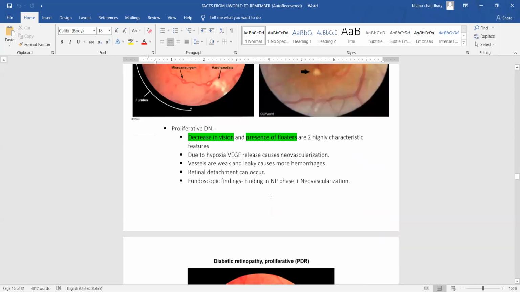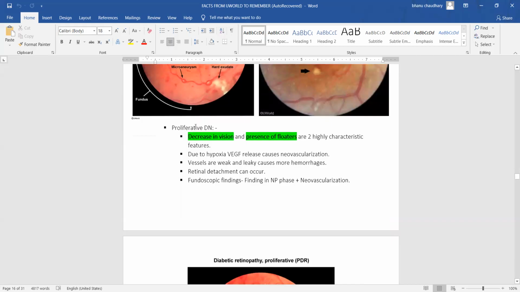Then you have proliferative diabetic retinopathy, in which the patient will present with a decrease in vision and the presence of floaters. They will tell you that they are seeing some kind of floating structures in their vision. So these are the floaters. These are the two highly characteristic features that will tell you that the patient has proliferative diabetic retinopathy. You will have hypoxia, and as a result, you will have VEGF that can cause neovascularization.